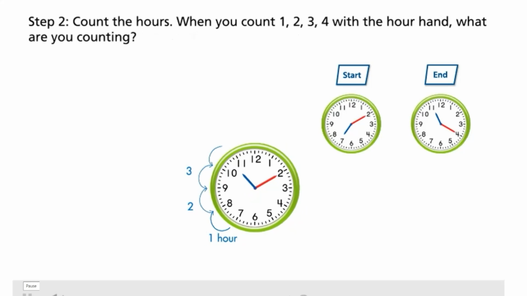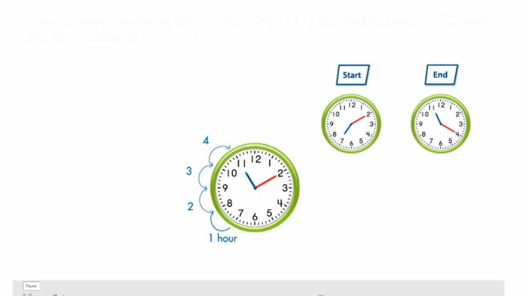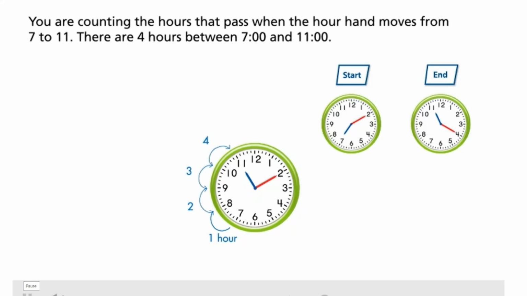Step 2. Count the hours. When you count 1, 2, 3, 4 with the hour hand, what are you counting? You are counting the hours that pass when the hour hand moves from 7 to 11. There are 4 hours between 7 o'clock and 11 o'clock.